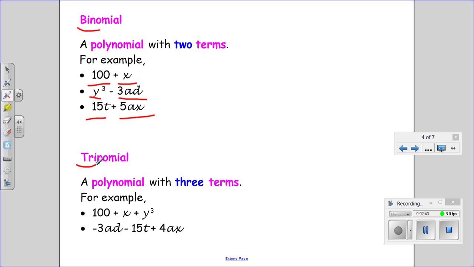Trinomial has the prefix tri. A tricycle, three wheels, a trinomial, three terms. Again, one term before the addition sign, one term in between them, one term after the last addition sign. You can see there are three terms. Same with the last one. One term to the left of the subtraction, one to the right, and then there's an addition sign followed by a third term.